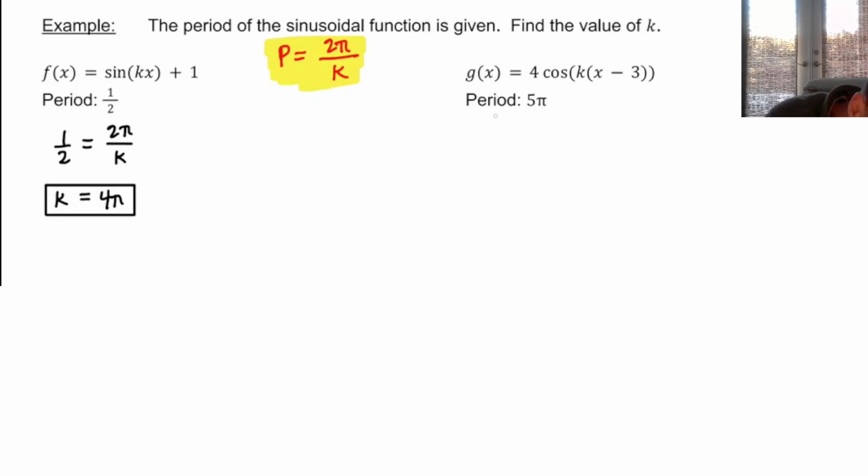And then if the period is 5 pi, I'll say 5 pi equals 2 pi over b, or in this case 2 pi over k. If I want to do cross multiplication, probably write it as over 1, multiply 5 pi times k is going to equal 2 pi times 1. So I can divide both sides by 5 pi.